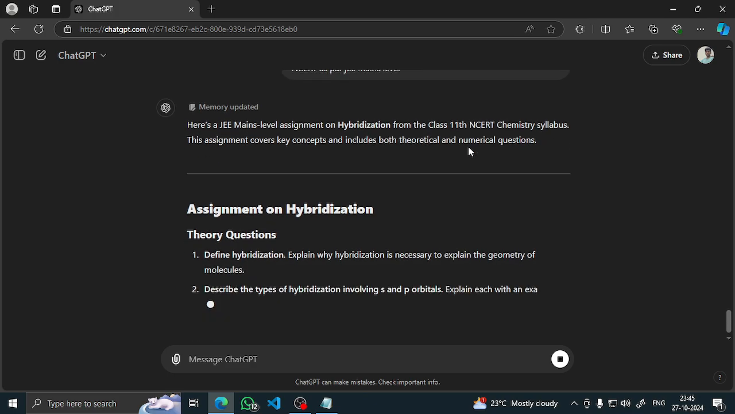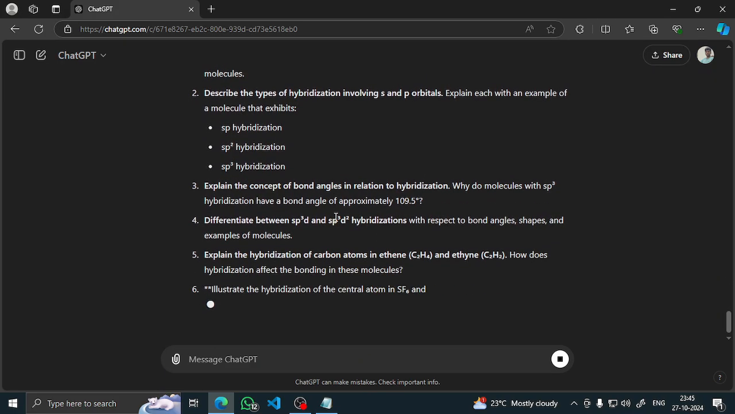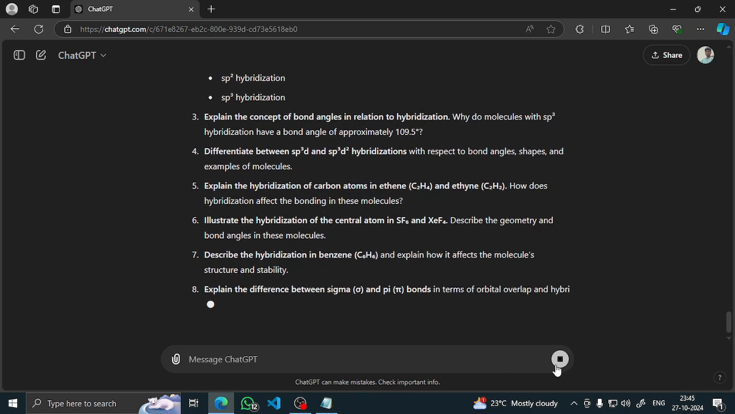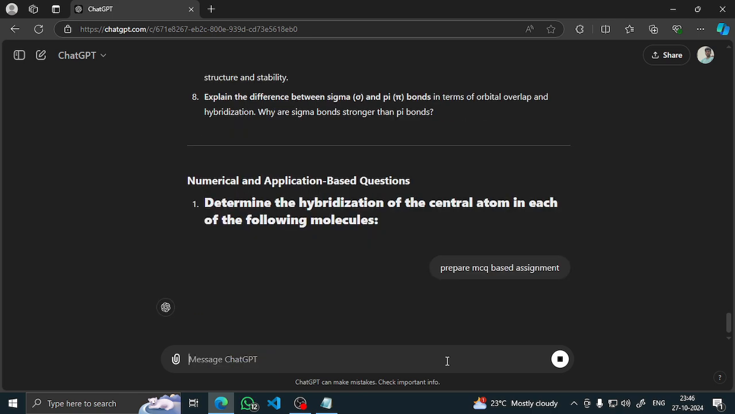Hybridization is, but it is preparing some theory questions. So I want to produce MCQs. So I'll tell it, prepare an MCQ based assignment. Yes, let us check it.